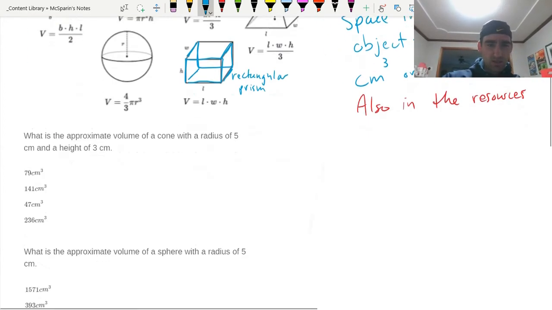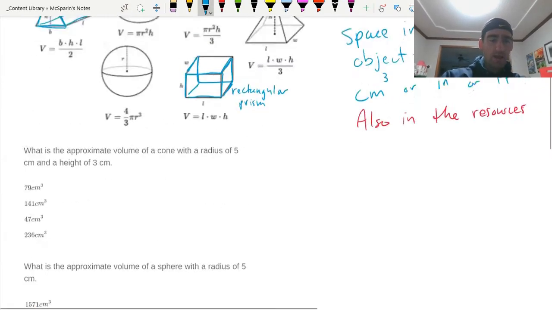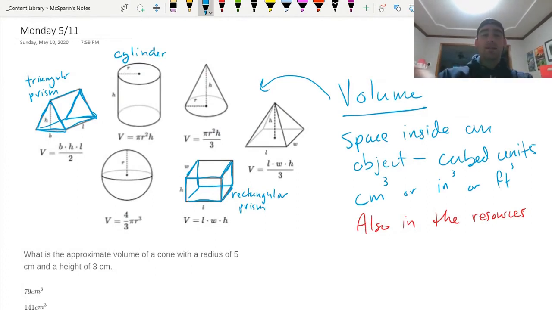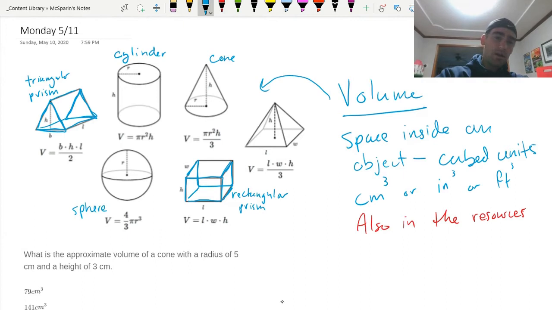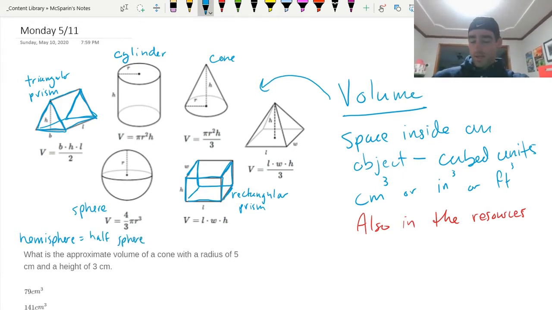How do I spell cylinder? Let's see. Cylinder. C-Y-L-I-N-D-E-R. All right. That's a cylinder. This is a cone. This is a sphere down here. If you ever see half a sphere, it would be a hemisphere. Hemisphere equals half sphere. All right. And then finally, let's erase that. Whoops, don't drop your pen.